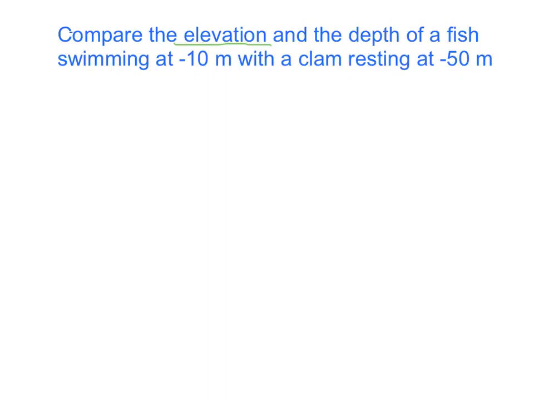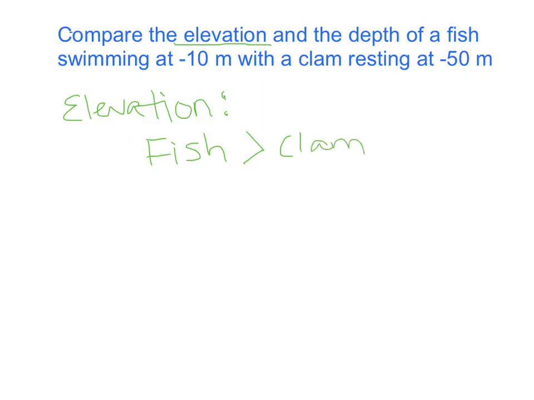So if we're going to compare the elevation of the fish and the clam, I'm going to write elevation here. The fish is greater than the clam because the fish is higher up on the number line than the clam is. The fish is at negative 10 meters and the clam is at negative 50 meters. The fish is closer to the water, the surface, the water level, than the clam is. It's negative 10 meters, the clam is negative 50 meters.